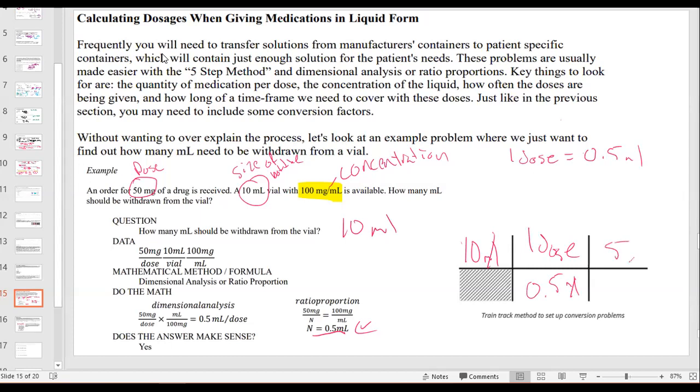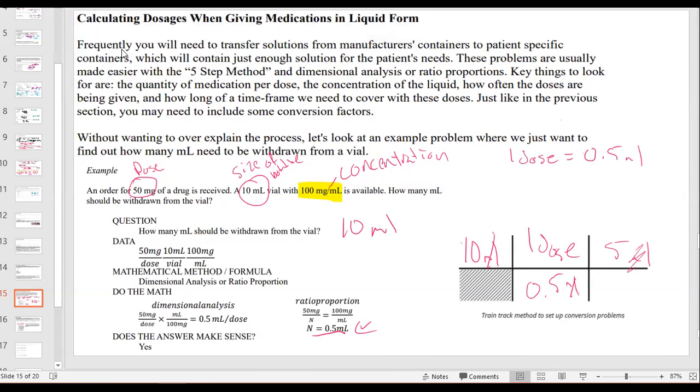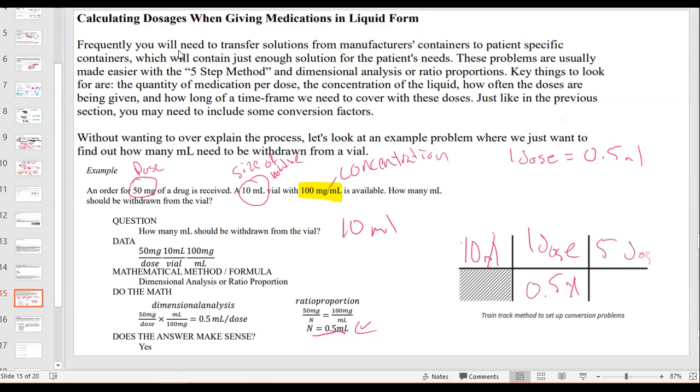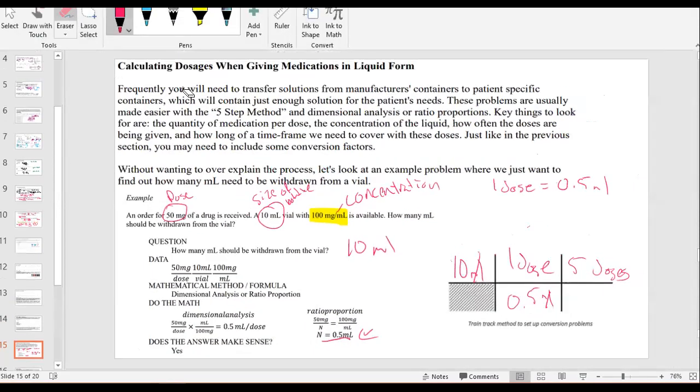Should be 5 mLs, right? I think. Oh, 5 doses, not mLs, 5 doses. There we go. 5 doses. Everyone got to 5 doses? 20 doses. Oh, yeah. 10 divided by 0.5. You're not doing math today. I apologize. That'll be 20 doses. So that'll be 20 doses in there.